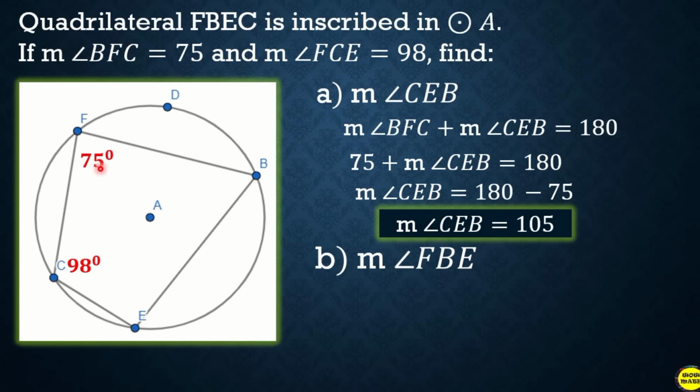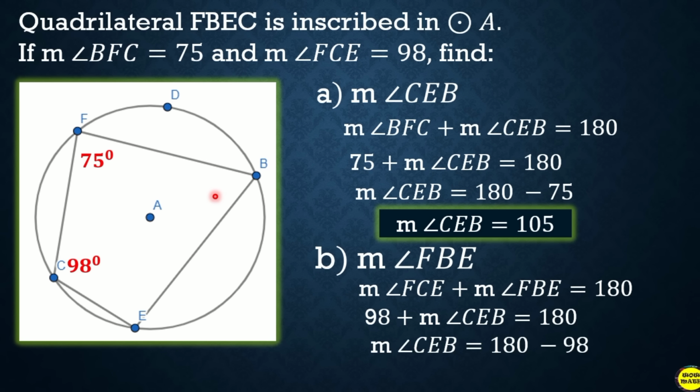For letter B, we have angle FBE. What is the measure of angle FBE? So, yung angle FBE ay opposite angle ng angle FCE. So, kung ito ay 98, basta alam mo yung concept na kapag opposite angles, they are supplementary. So, therefore, 180 sila kapag inadd. So, i-minus na lang natin sa 180 si 98. So, that is 82. Therefore, the measure of angle FBE is 82.